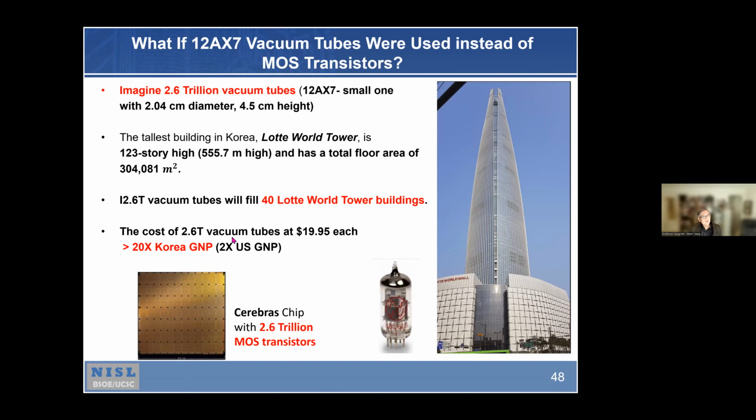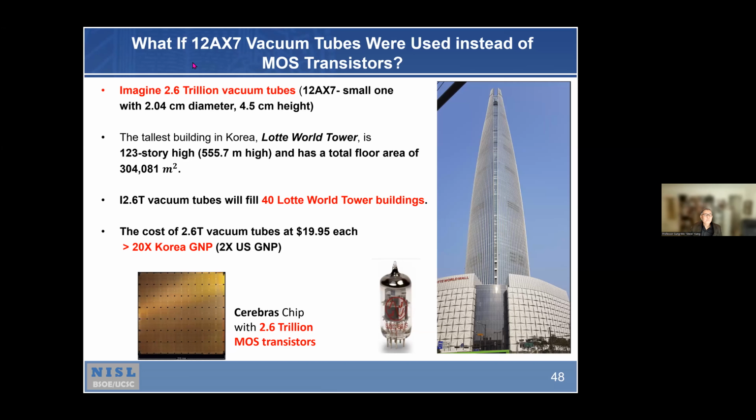In terms of cost, this vacuum tube is almost $20. If you multiply by 2.6 trillion vacuum tubes, it is 20 times Korea's GNP, 2 times the US GNP. So that's how device technology, the invention of the transistor, contributes to the world economy, for instance.